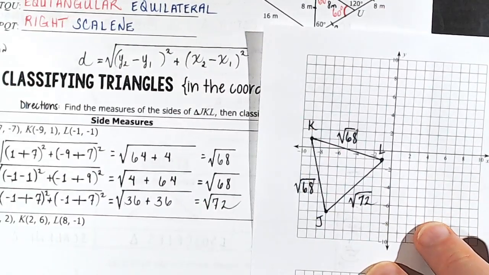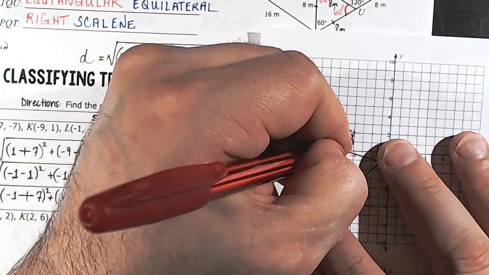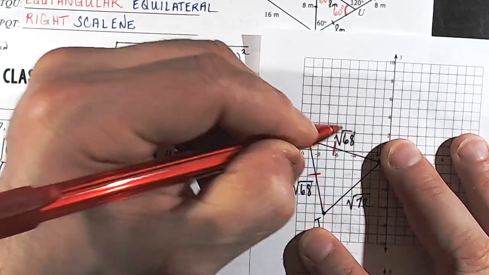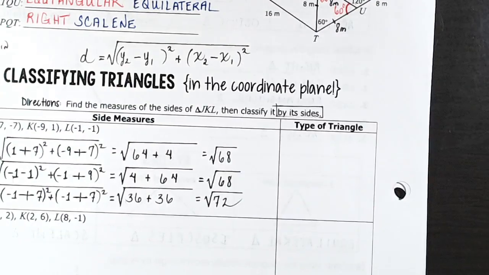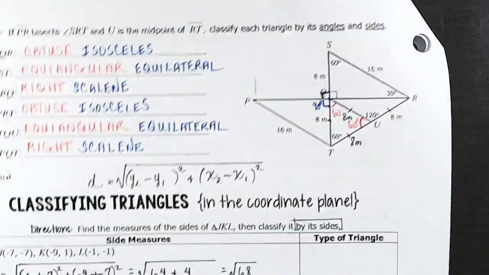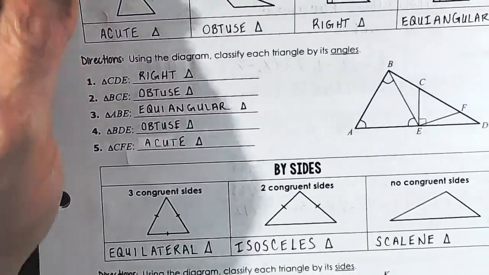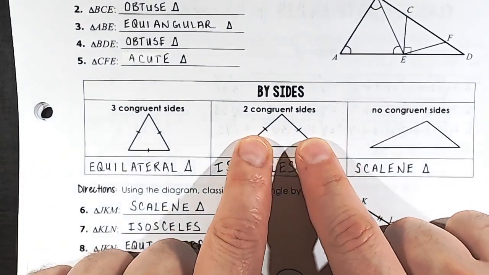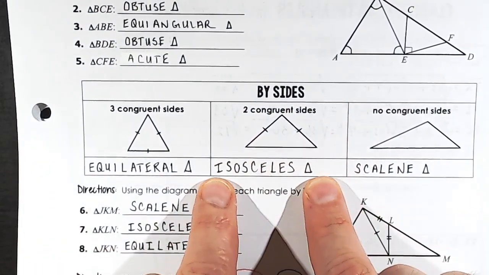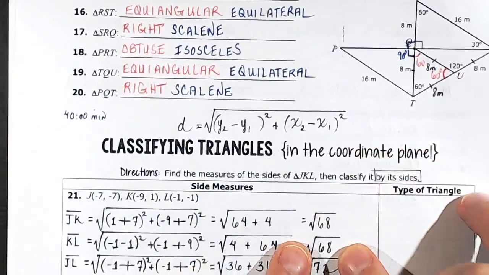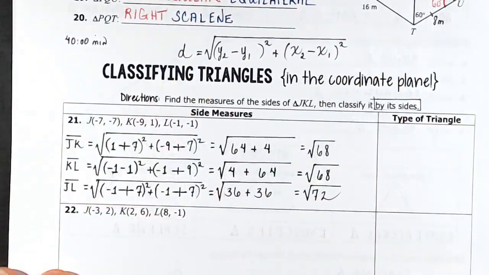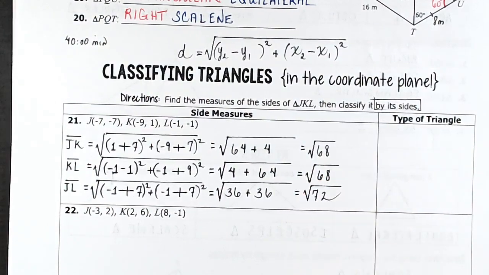Okay, so from the perspective of analyzing the sides, we have two side lengths that are the same. And if we review our definitions from the other side of this page, if I have two congruent sides, I have an isosceles triangle. Right? So just by analyzing these side lengths, even without the picture, I can determine that this is an isosceles triangle.